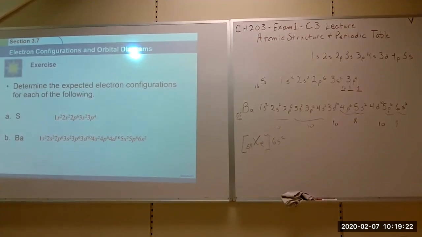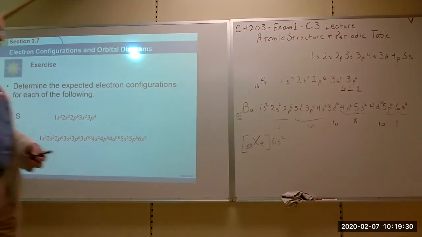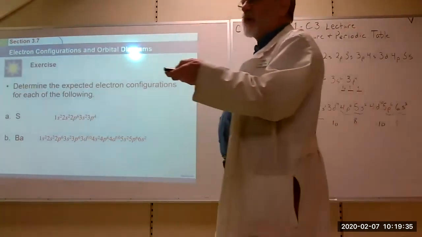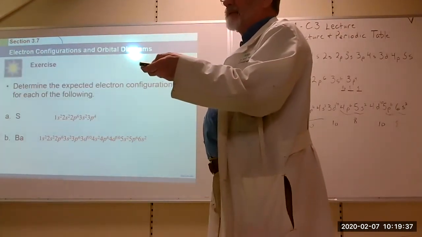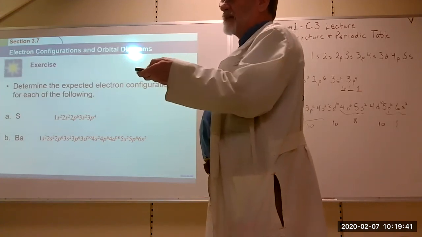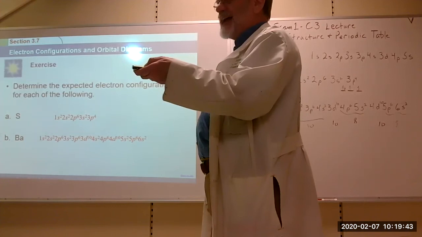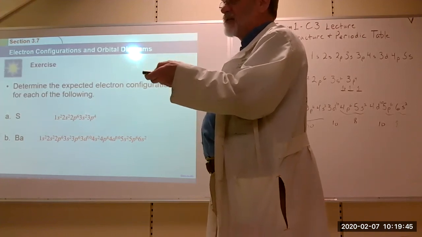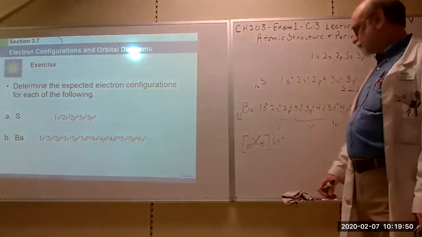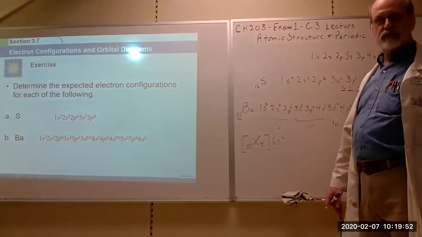That's overkill at this point. So what does that tell us? To use the abbreviated version, you just say, we're at barium, so let's back up. Back up 1, back up 2. So this 6s2 is valence, and the xenon 54 is our core. And that makes it a whole lot simpler.